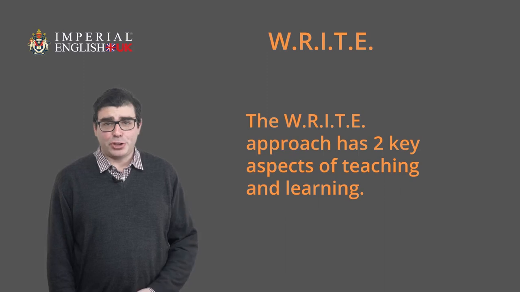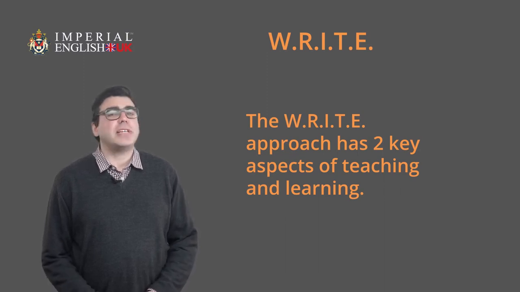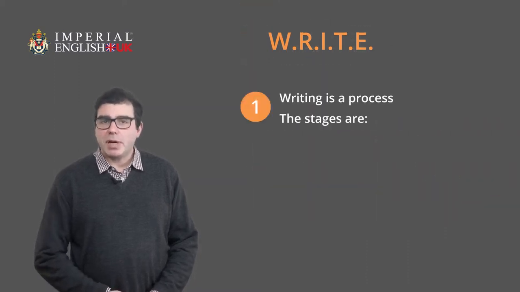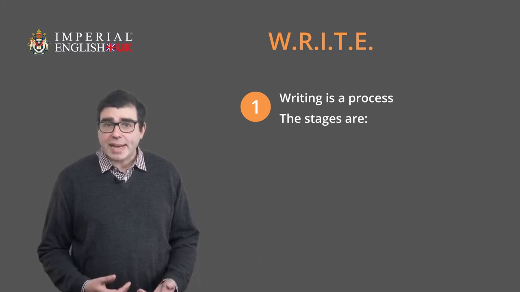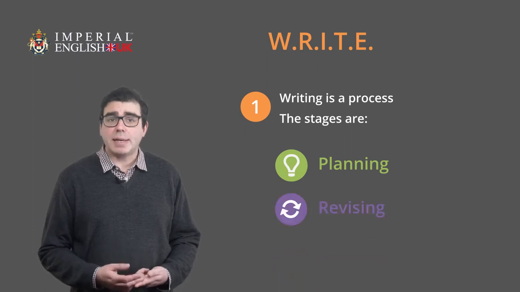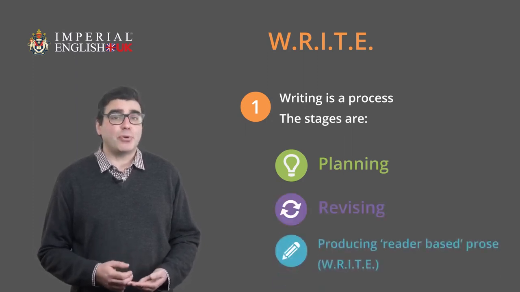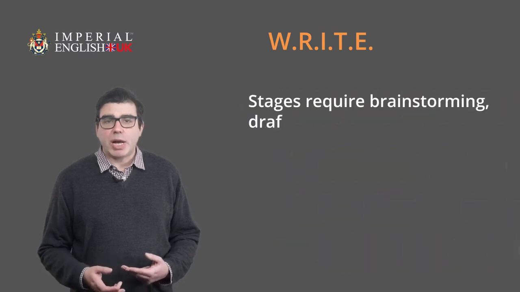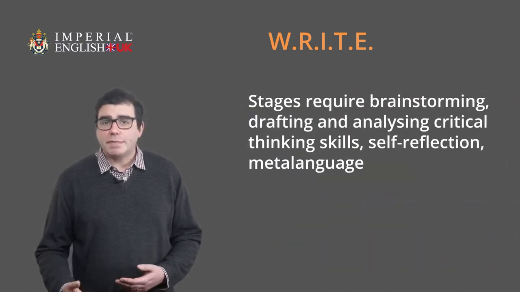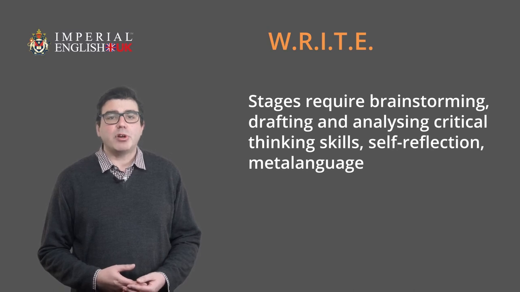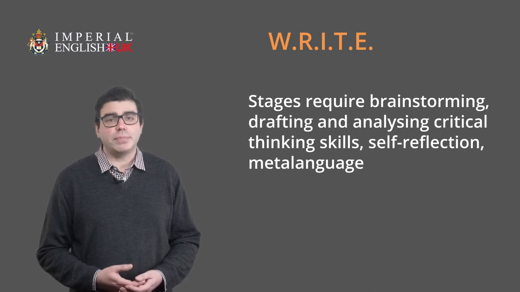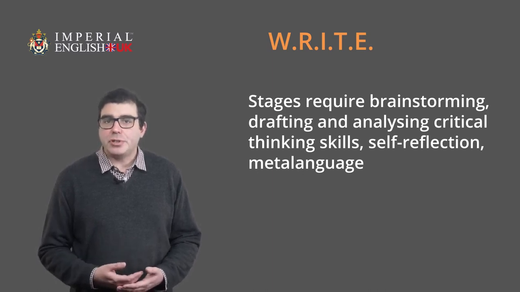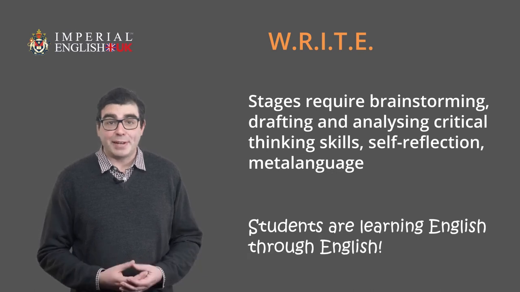The WRITE approach contains two key aspects of teaching and learning writing which feature in GES and AES. The first is that writing is a process. Hedge describes this process in 3 stages, which are planning, revising, and producing reader-based prose. These stages require brainstorming to generate ideas, drafting and analyzing. In other words, they require critical thinking skills, self-reflection, and knowledge of meta-language. And if this is done in English, the students are learning through using English.